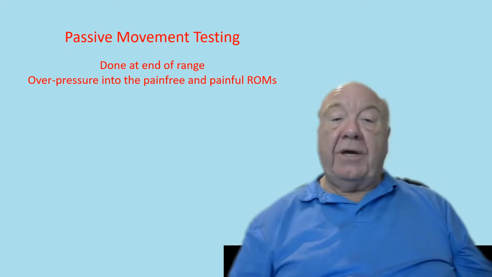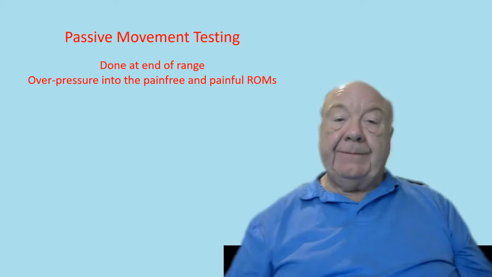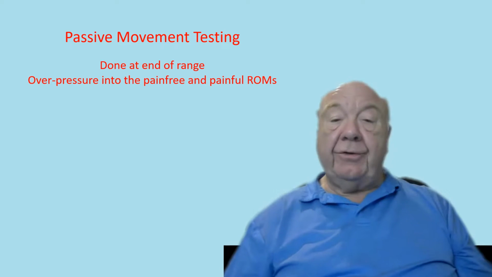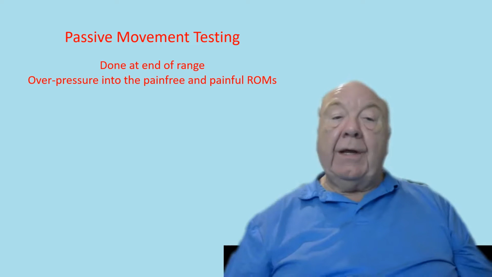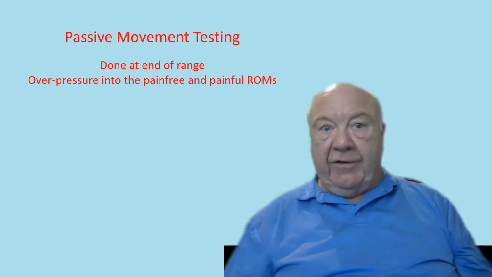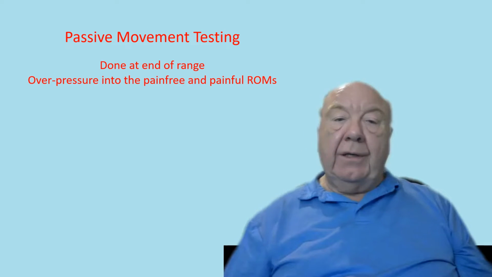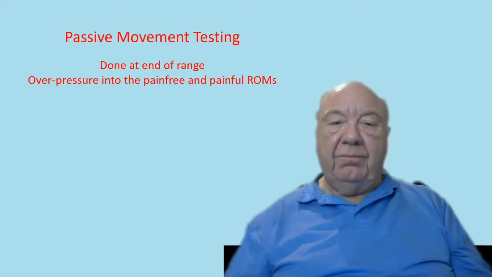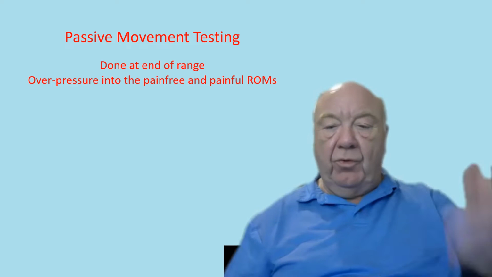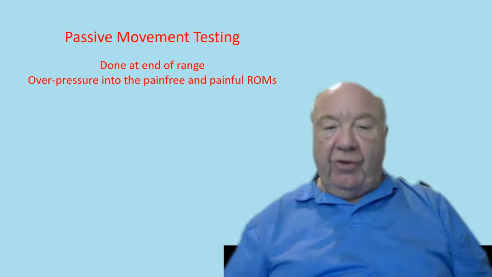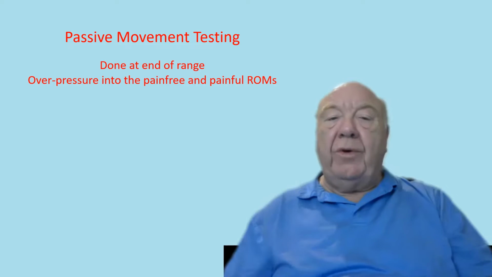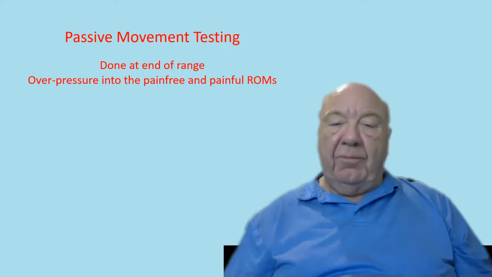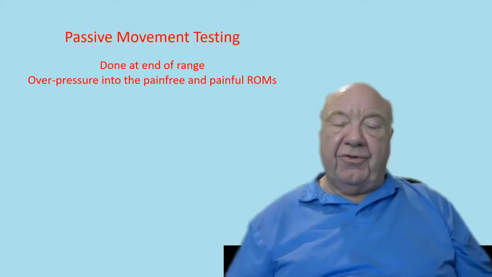Okay, on to passive movement testing. This is where you're going to get most of your information about what's wrong with the patient, and the objective testing anyway. So you can do passive movements all the way through the range. You can take the shoulder, for example, from by the side and move it all the way through elevation if you want to. You'll get no more information from that than if you simply have them lift their arm up and then overpress at the end of range.